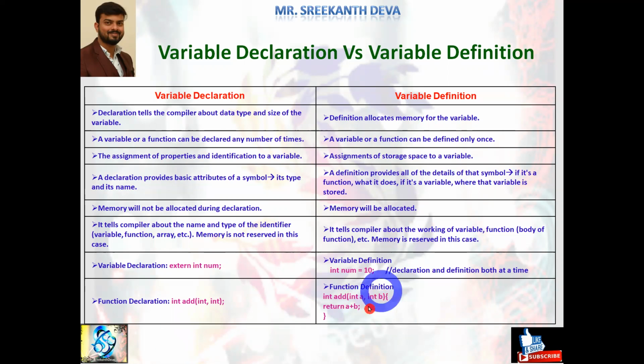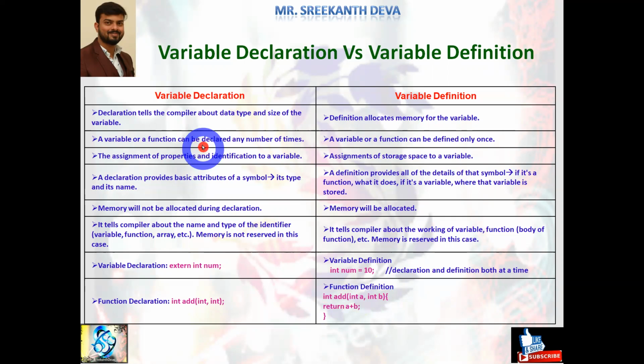Coming to variable definition, another example is function definition. Here int is the return type, add is the name of the function. The function parameters are arguments like int a, int b. Here we return some value, a plus b; the resultant value is going to be returned. We are using a keyword called return because this function definition has a return type of integer. If the function definition is of float type, the return type is also float. Based on the return type, we return the value.